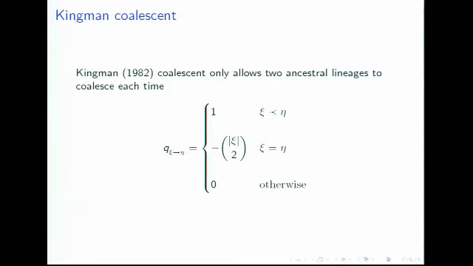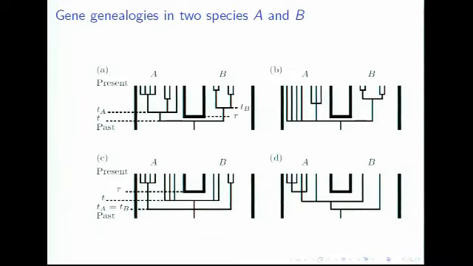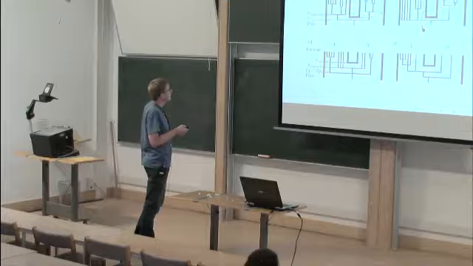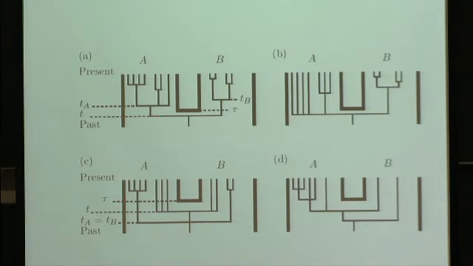We have this thing about two species, a species tree with two species, and think of the species tree as demarcated by these fat lines. Then we have these gene genealogies of samples drawn from the two populations. And we're interested in the probabilities that the gene genealogies match the species tree.